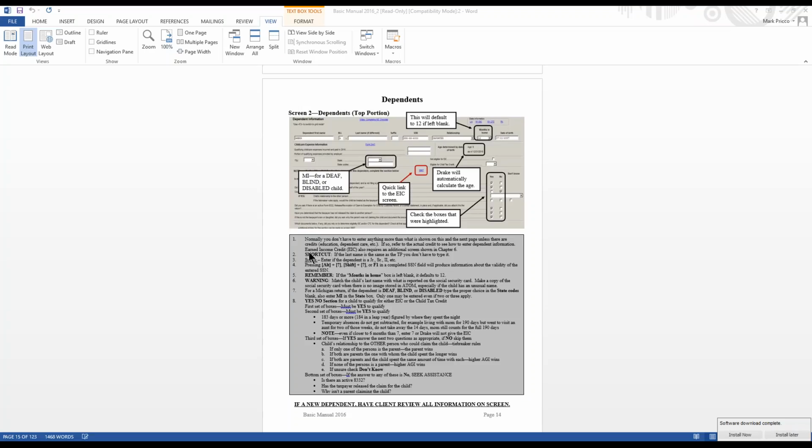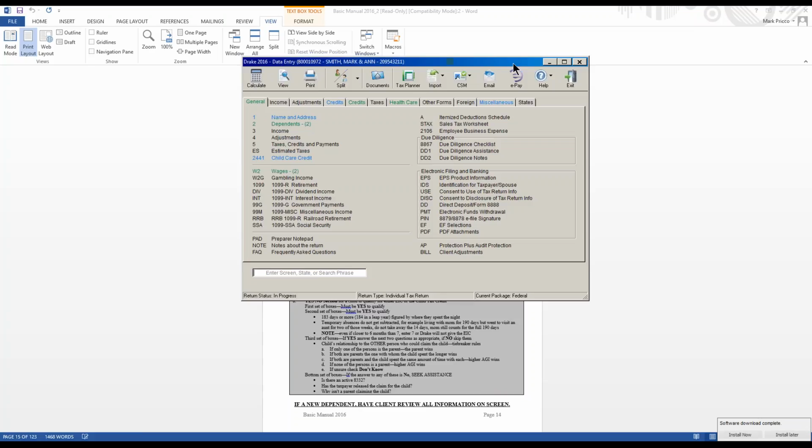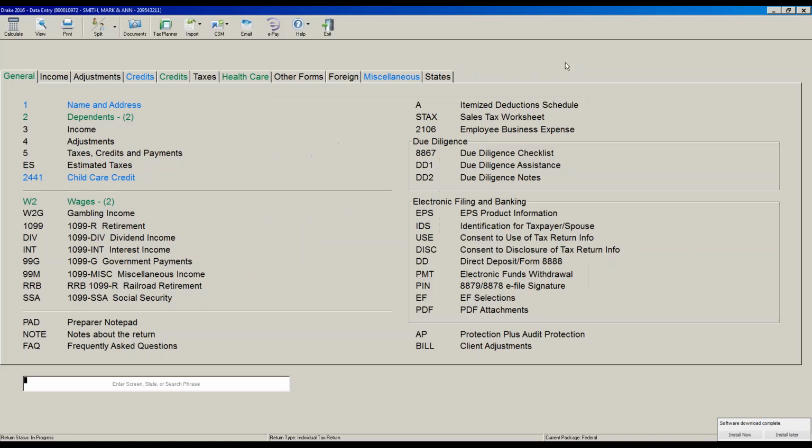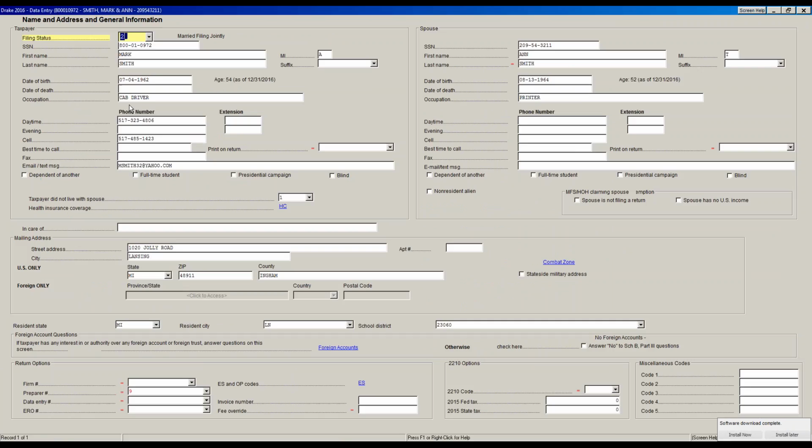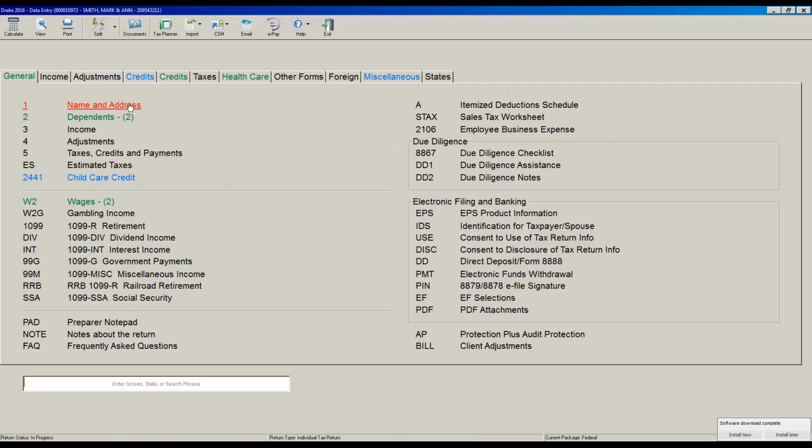Welcome to determining if you have a dependent or not. So we're on screen 2, and I'm going to pull up Drake for a second here. So this was the name and address screen. I hit escape to get back. Now I have screen 2, dependents. I can click right on dependents. In this example, I have 2 dependents. You can see right there.